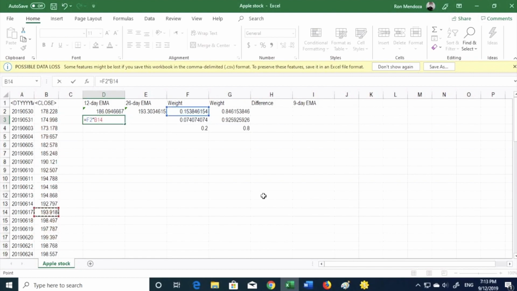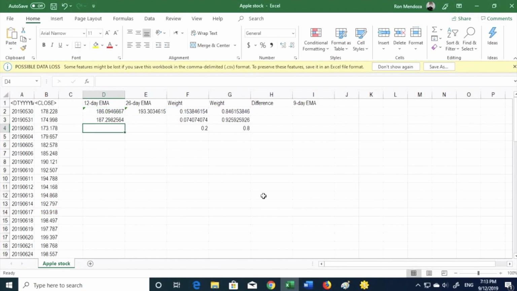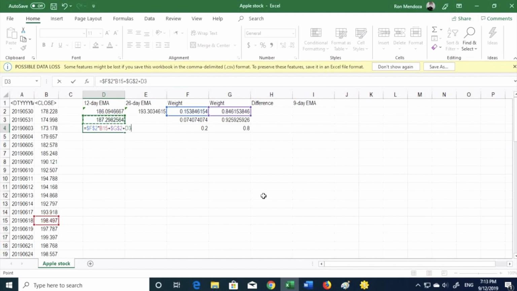Now the formula is the latest closing price multiplied by the weighting factor, plus 1 minus the weighting factor multiplied by the average. And the next day we just replace the latest closing price, the closing price of yesterday, with today's closing price, and we multiply 1 minus the weighting factor by the EMA of yesterday. Alright, and basically we just do the same thing with the 26-day EMA.